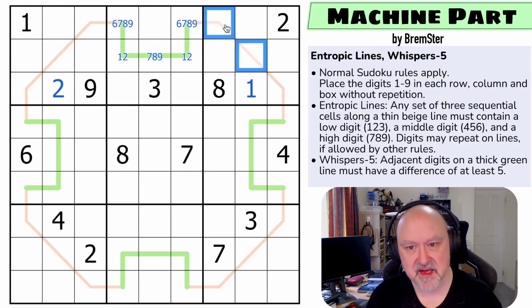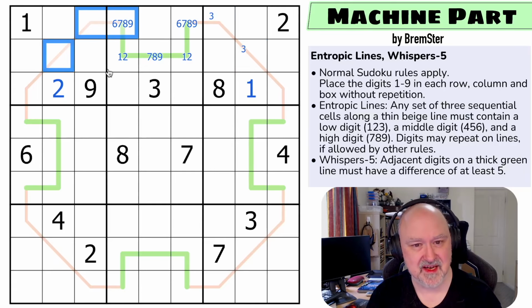Now there must be a low digit in that set of 3. That's not the low digit, and I can't use a 1 or a 2 in any of those. That is a 3 in one of those. And the same is true here. There must be a low digit in that set of 3. That's not the low digit, and I can't use 1 or 2 in either of those. There's a 3 in one of those.